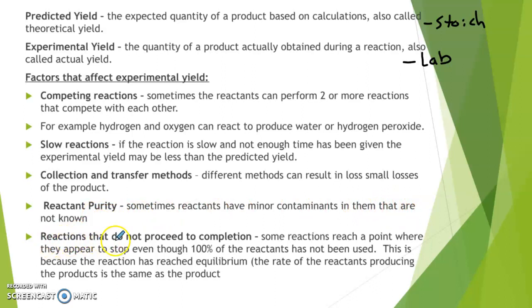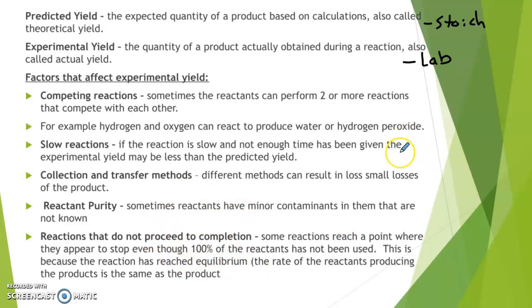Last one, reactants that do not proceed to completion. So some reactions reach a point where they appear to stop even though 100% of the reactants have not been used. This is because the reaction has reached equilibrium, which is something that you'll learn about next year in Chem 30. So 100% reaction is not always a very common thing.